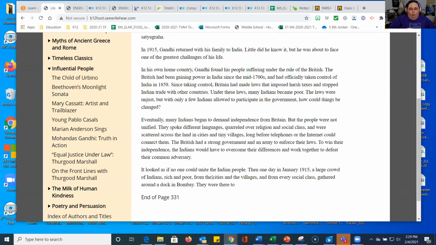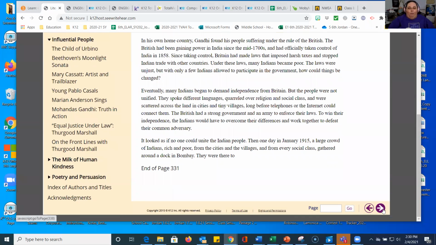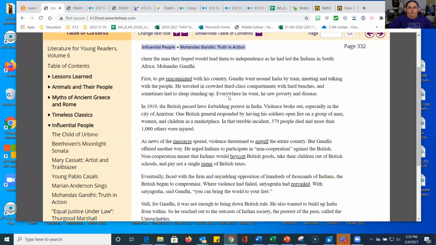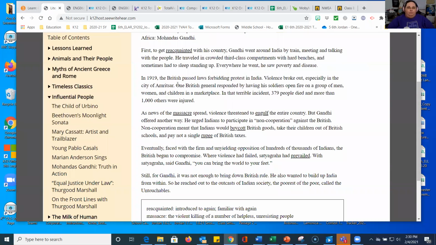It looked as if no one could unite the Indian people. Then one day in January 1915, a large crowd of Indians, rich and poor, from cities and villages and from every social class, gathered around a dock in Bombay. They were there to cheer the man they hoped would lead them to independence as he led the Indians in South Africa, Mahatma Gandhi.